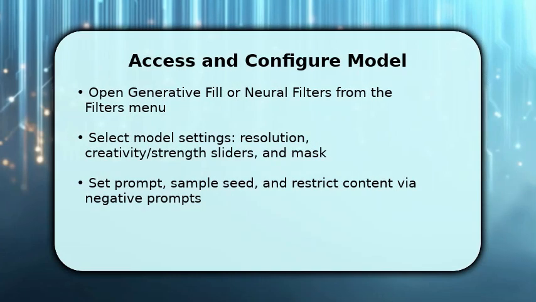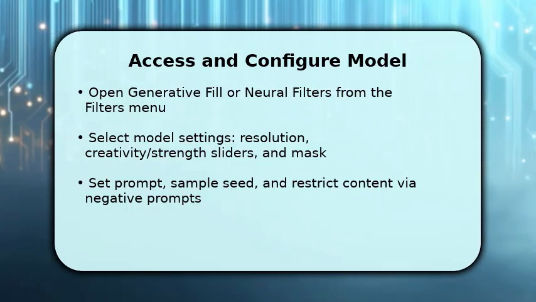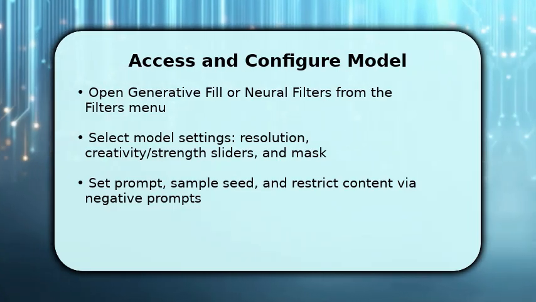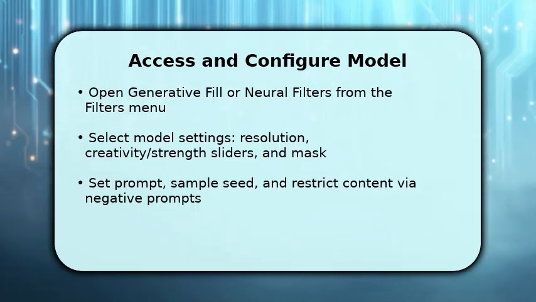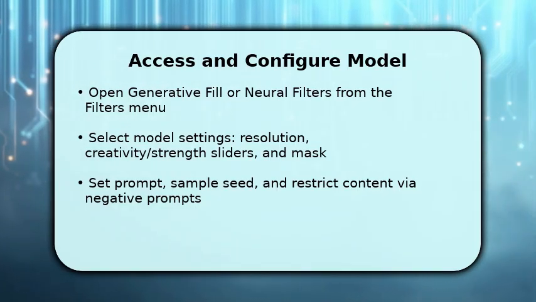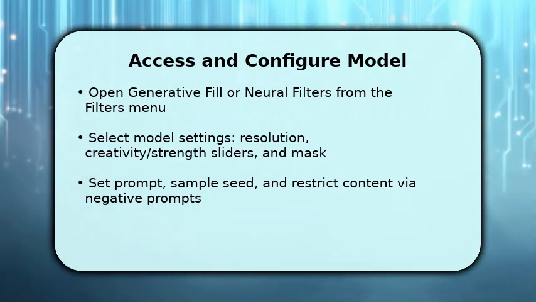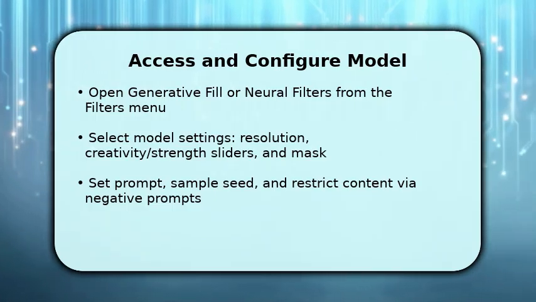Now you access Generative Fill or the Generative AI panel in Filters and select the model variant. You'll choose resolution and creativity or strength. Higher values produce bolder changes but take longer. Create a precise selection or mask the area you want altered because the model focuses on that region. Type a concise prompt describing objects, style, and color. Include negative prompts to avoid unwanted elements.